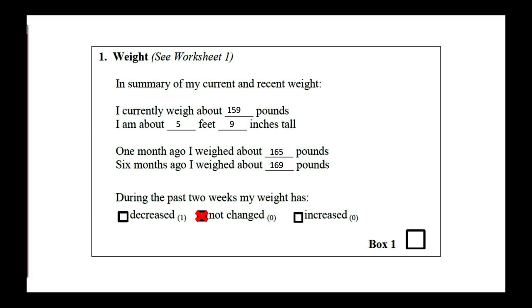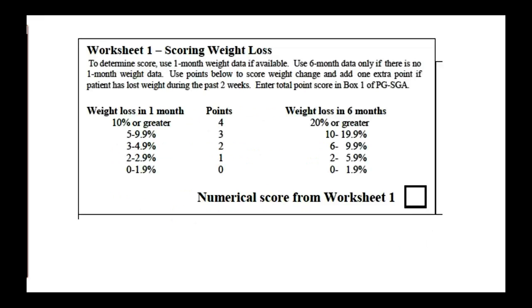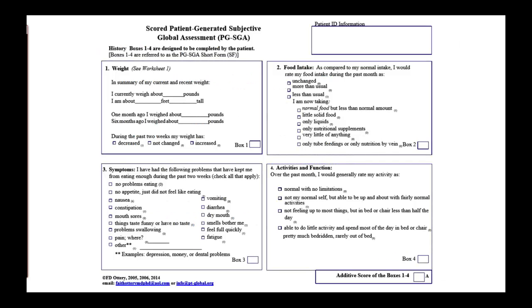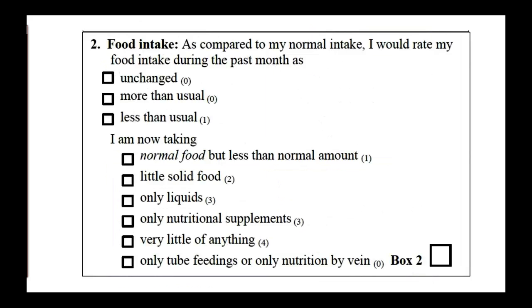However, if we turn the worksheet over, we can see that we want to score that weight loss because we saw that there was weight loss over the last month. When we do that, we see that there was a little over 3% of weight loss in the last month, which would give us a score of 2 for this piece of the worksheet. So this would be additive. We would want to put a 2 here. However, if their weight had decreased in the past 2 weeks, we would actually put a 3 there because these boxes are additive.